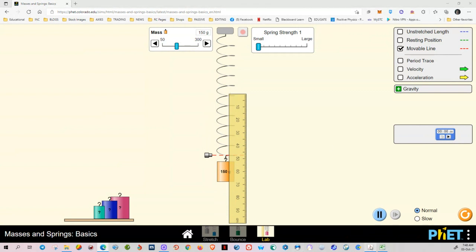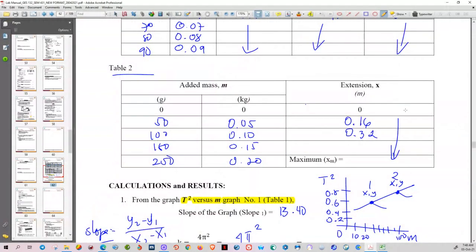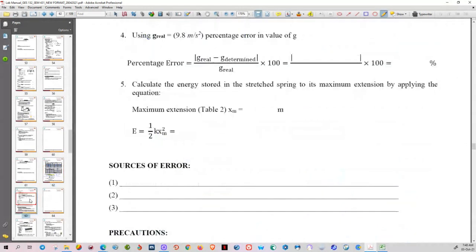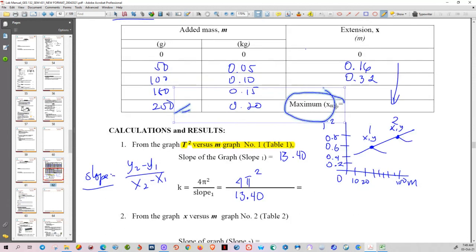Okay, good. So once you have completed the data here, take note of the xm, the maximum extension at the highest mass that you're adding. Why? Because at the end, there's a calculation for the energy stored in the stretched spring. That's a potential energy. You will use the calculation 1/2 kxm squared. So the xm here is the maximum extension in this table. Take note of that one because you will need that later.